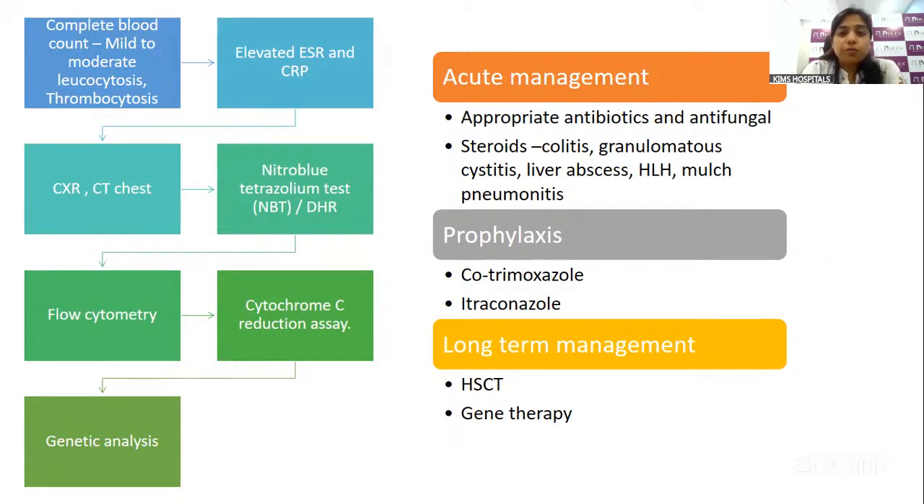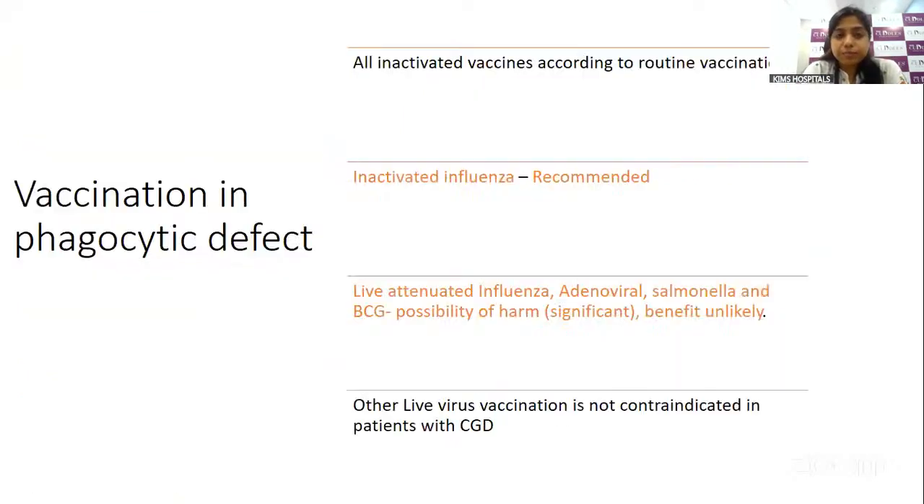For the inflammatory manifestations in CGD patients, we treat with steroids, and in some patients with liver abscess, we give steroids on top of antibiotics. Once these patients are infection-free, we can give prophylaxis with Septran and Itraconazole. However, the long-term management is bone marrow transplant, that is, hematopoietic stem cell transplant. X-linked CGD patients won't have good survival without a transplant, so it's better to transplant all these patients.